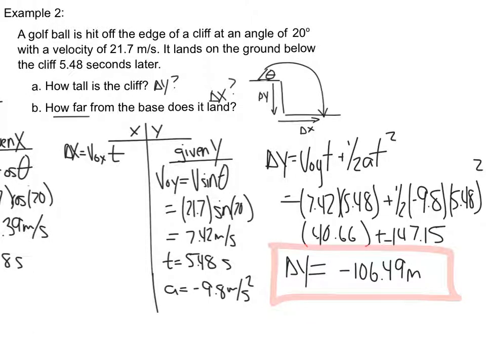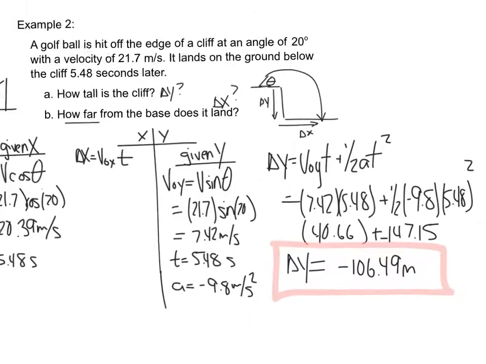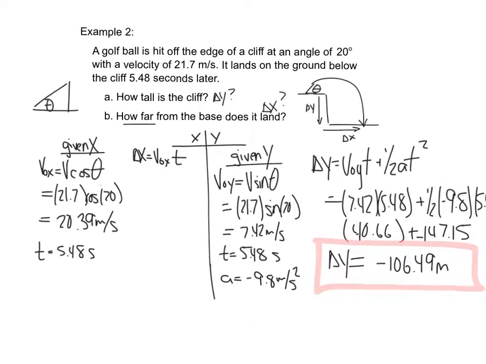Now, depending on how picky people tend to be with your physics, you could argue that the cliff itself is a positive 106.49 meters tall, but really it's all sort of semantics here. You know that if the golf ball traveled from the top of the cliff to the bottom and it moved negative 106.5 or negative 106.49, that is how tall the cliff is. That's just logic. So I'm going to leave that as my answer. If you really wanted to get picky, you could change it to a positive to represent how tall the cliff is more correctly, but I'm just going to leave it.